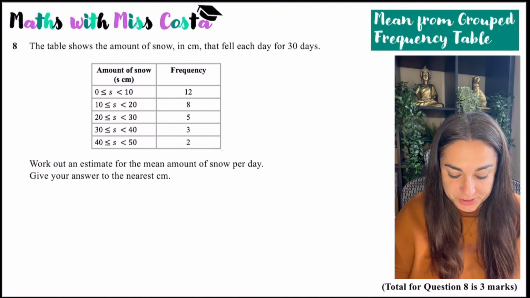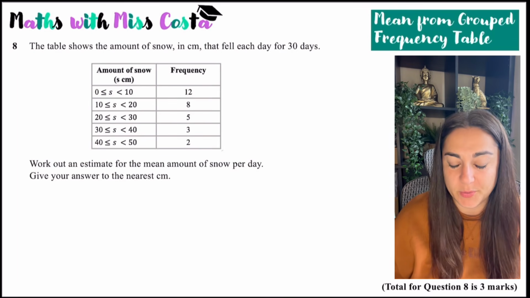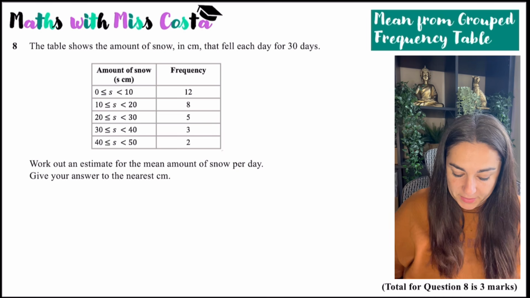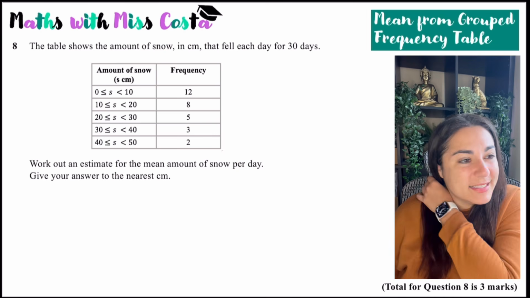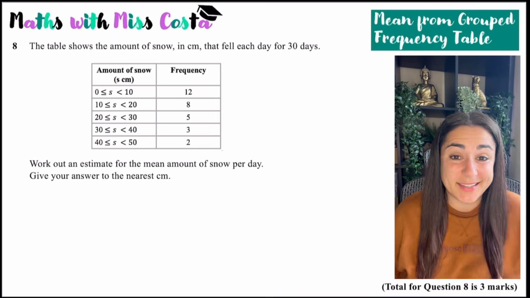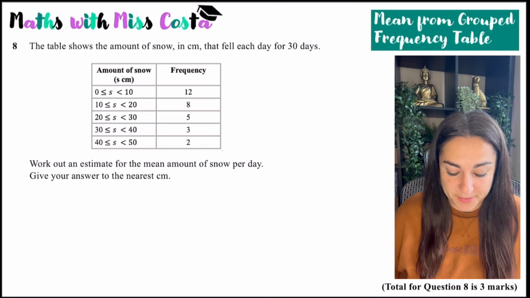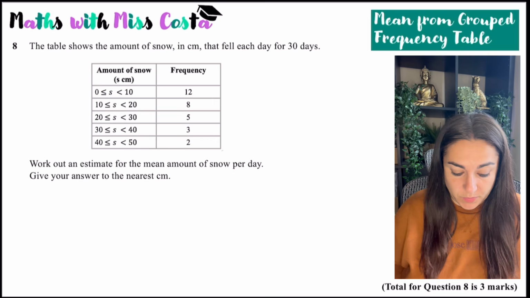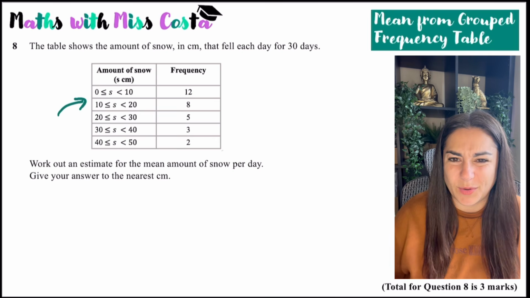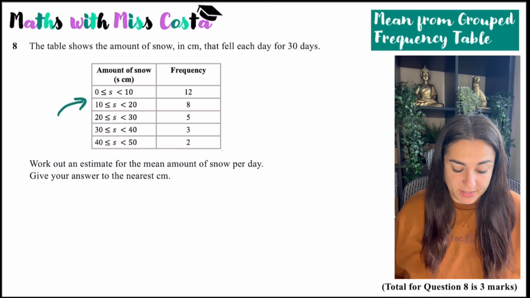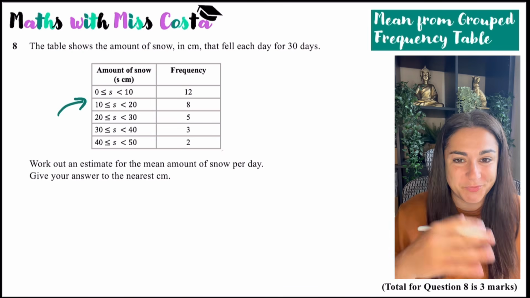Okay, so in this question, we are shown a frequency table and we are asked to work out an estimate for the mean amount of snow per day. Now, when we're estimating the mean from a frequency table, it's the same thing we do every single time. They're going to give you a table. It's going to have class intervals, if it's a grouped frequency table. If it isn't, then it would just have numbers.